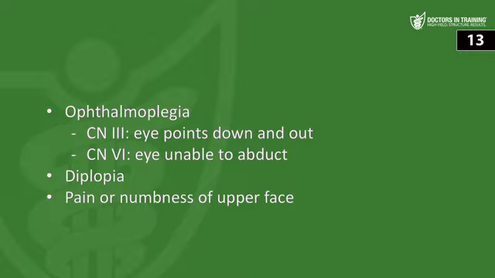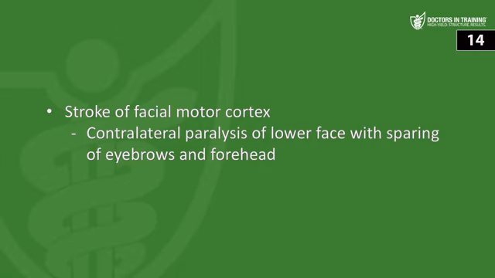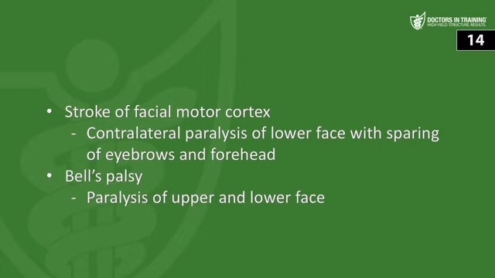And our last question, how can a stroke of the facial motor cortex be distinguished from Bell's palsy? So remember, a stroke of the facial motor cortex will result in contralateral paralysis of the lower face, but the eyebrows and the forehead will be spared with a stroke. Bell's palsy causes paralysis of both the upper and lower face.